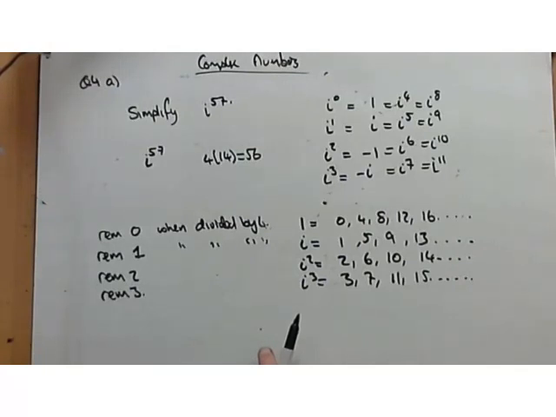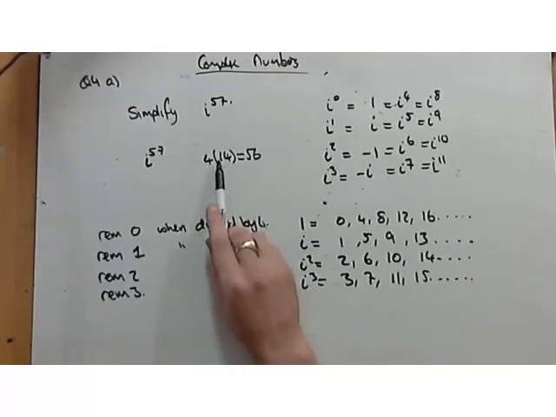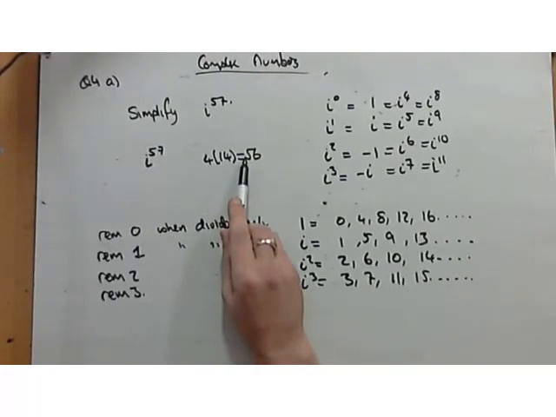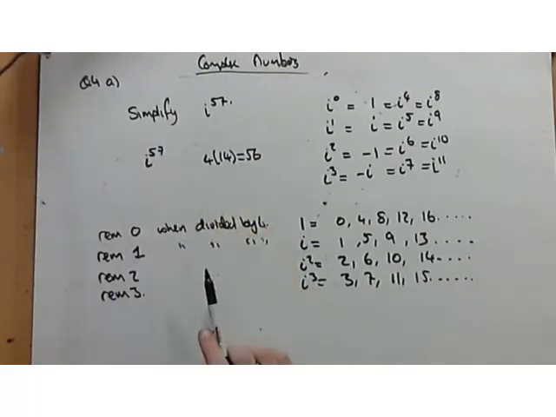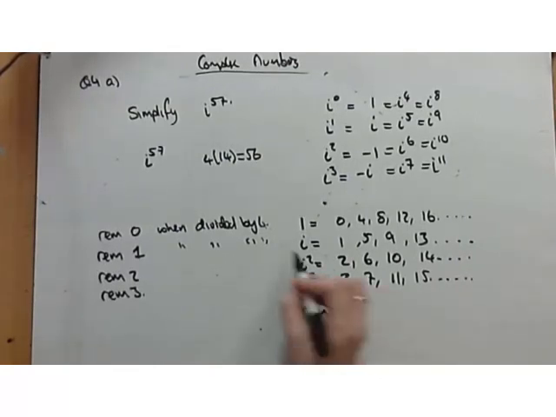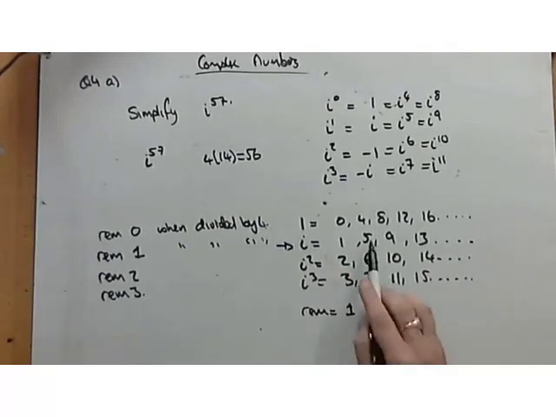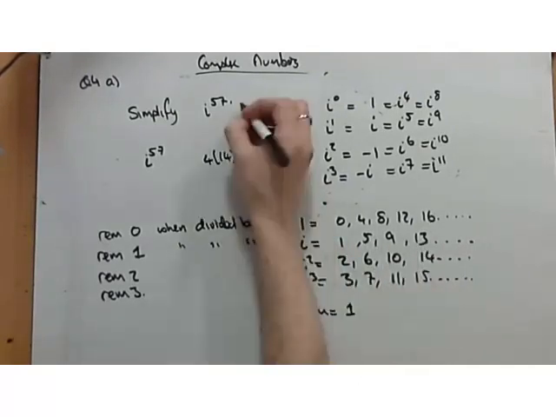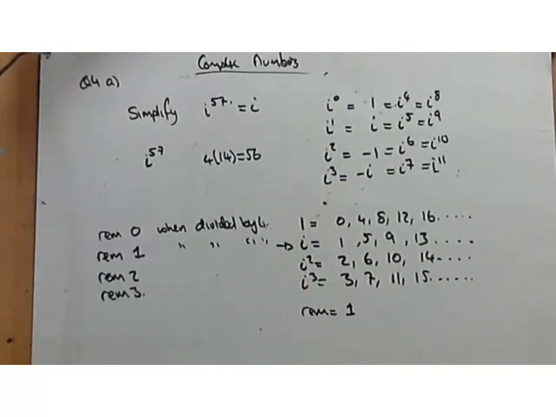When you divide 57 by 4, we get a remainder of... If 4 goes evenly into 56, then the remainder we get for 57 is... The remainder is 1, which means it's the same as all of those: 1, 5, 9, 13. In other words, i to the 57 is i. It's simply the same thing as i.